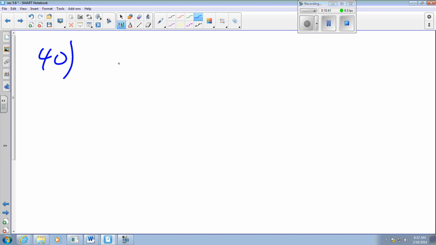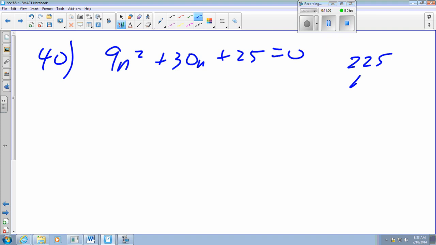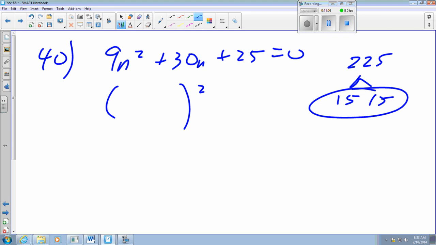We have what looks like the same type of problem as the last one. Let's do the tests on it to make sure it is. Is the first thing a perfect square? Yes. Last thing's a perfect square? Yes. If I multiply 9 times 25, I get 225. Factors of 225 that add up to 30 are 15 and 15. They are the same. So I know that this thing's going to factor into a binomial squared.